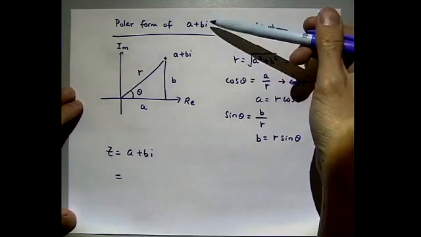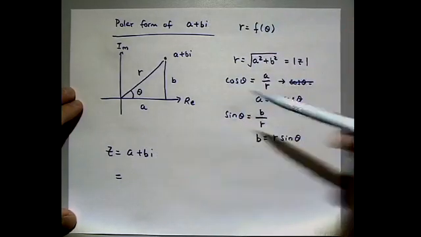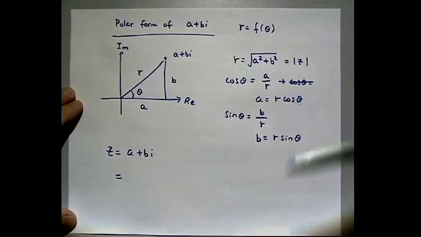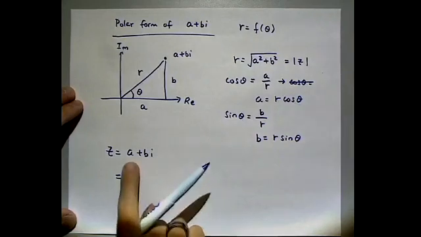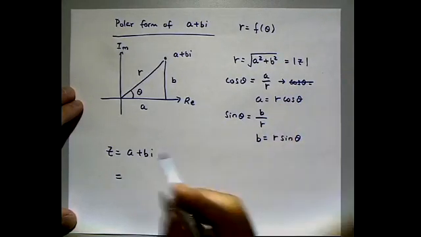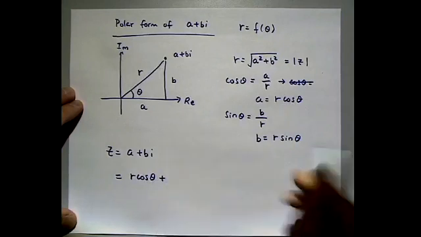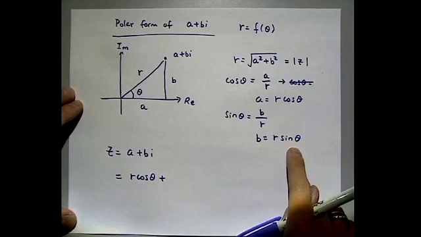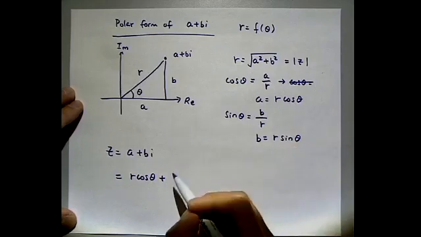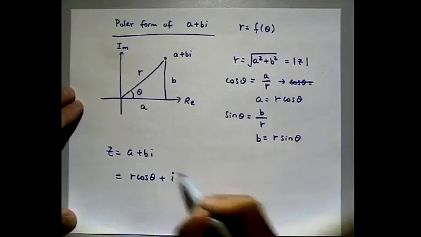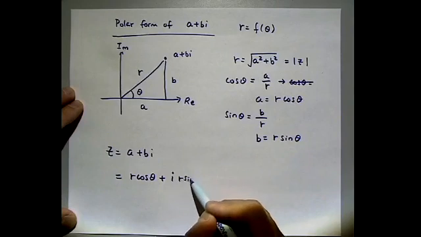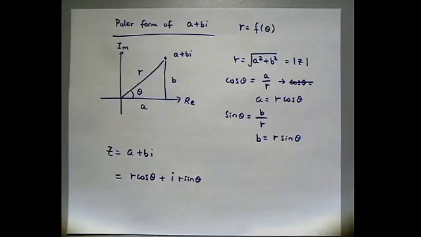Now, if I replace a and b in the original equation by these two, then I would get my polar form. So a is r cosine theta plus b, r sine theta. Now, normally, very often you'll see this i put in front of the whole thing. So instead of writing r sine theta i, very often the i is put way in the front.